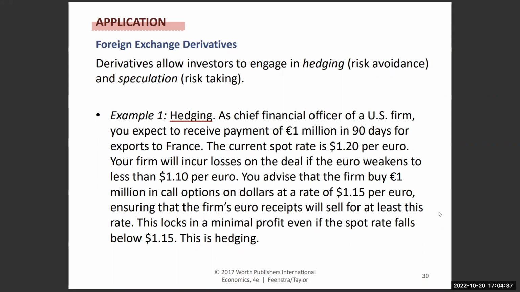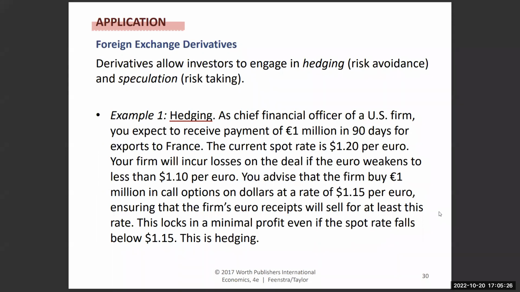So a chief financial officer of a US firm expects to receive payment of 1 million euros in 90 days. The current spot rate is $1.2 per euro. Okay, so our firm will incur losses on the deal if the euro weakens to less than 1.10. So there is some range in which we are earning, which means 1.19, 1.18, and so on. But if we are here, we are at zero profit, but further weakening of the euro means that we are losing.